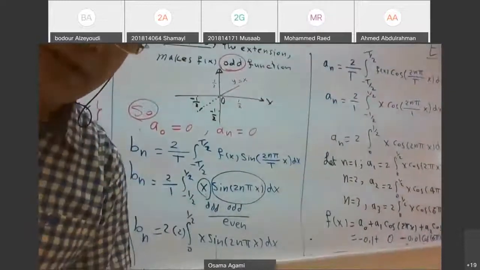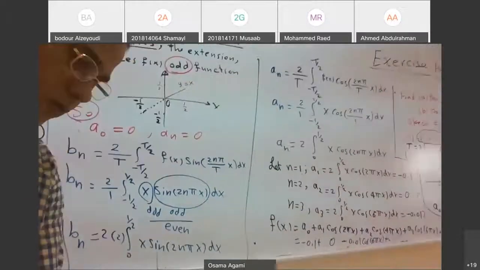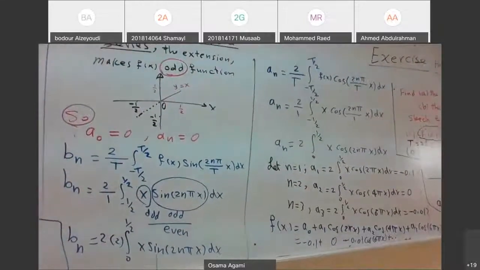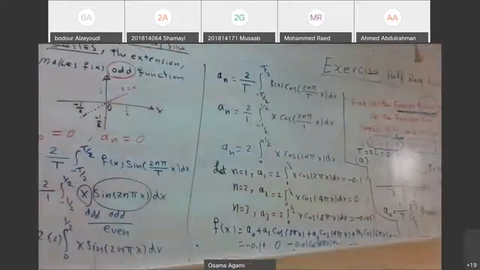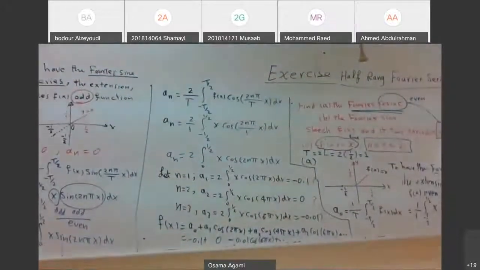I get a copy of this one. Don't worry, I will put it in the e-learning. I'll get a photo of the board, so I will put it in the e-learning if you would like to have the solution, or I can send it to you by WhatsApp. No problem. Yes, Doctor, it will be better if you put it in the e-learning.